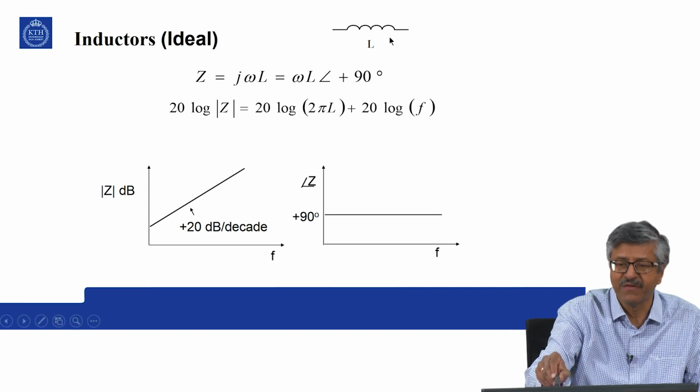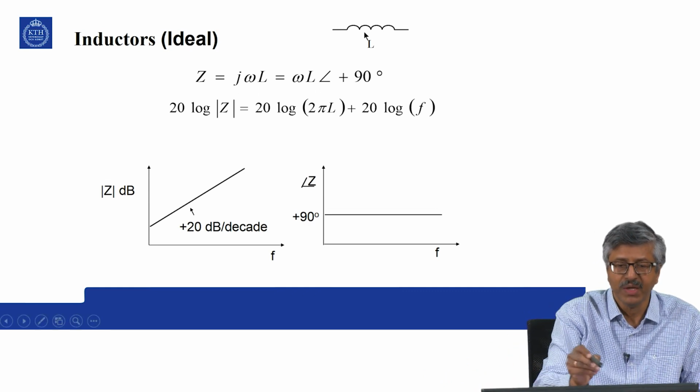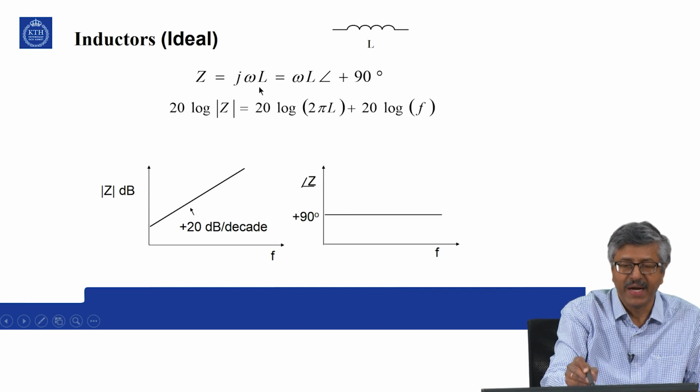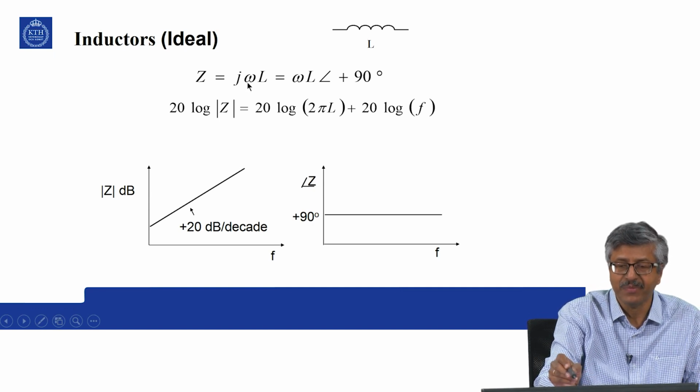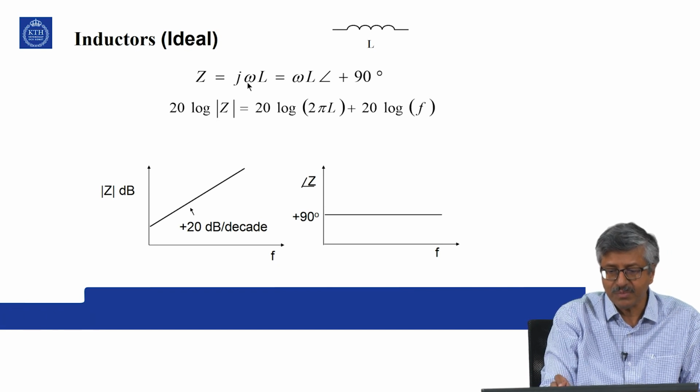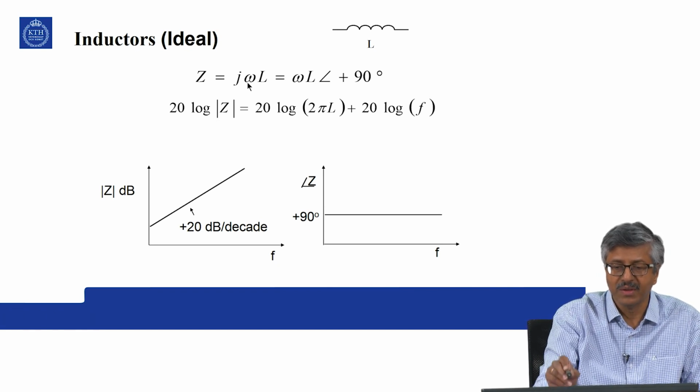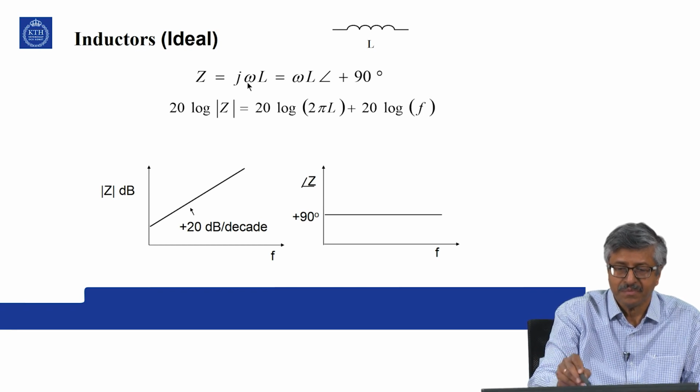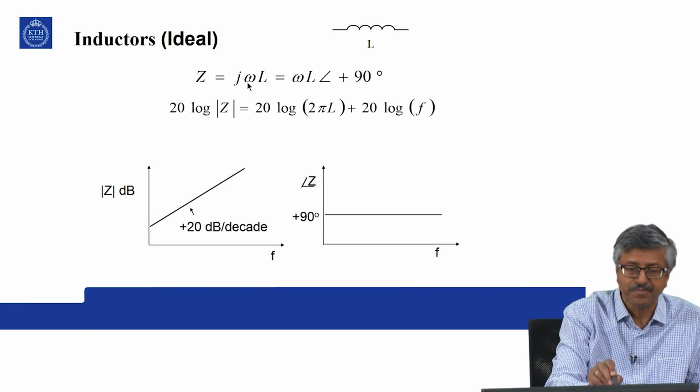This is the representation of an ideal inductor. Impedance is j omega L, where omega is the frequency, and the angle is 90 degrees, the phase difference between voltage and current. So the current is lagging behind the voltage by 90 degrees.